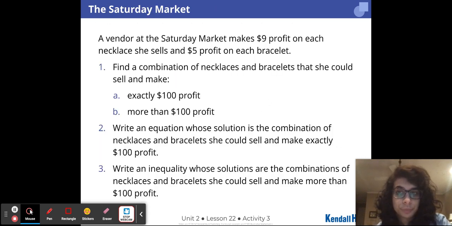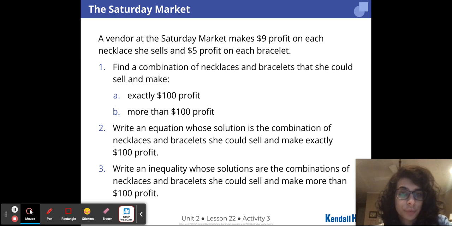The Saturday market. A vendor at the Saturday market makes $9 profit on each necklace and $5 profit on each bracelet. I want your first step. I want you to find a combination of necklaces and bracelets that she could sell to make exactly $100 and more than $100. I want you then to write an equation whose solution is a combination of necklaces and bracelets you could sell to make exactly $100 profit. I want you to write an inequality whose solutions are the combinations of necklaces and bracelets she could sell to make more than $100 profit.